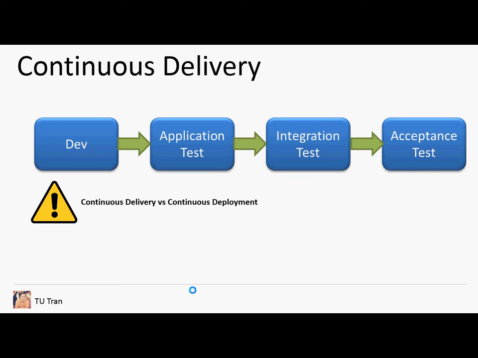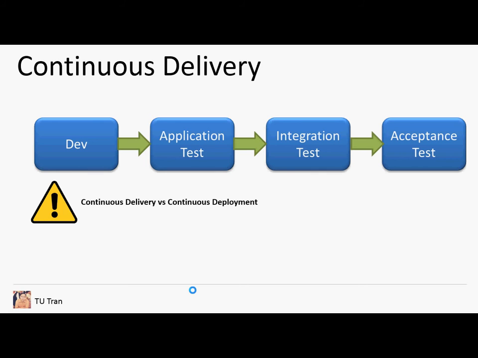And if all the tests pass, the build server will create the deployment package. And this deployment package we can use to deploy to the UAT, or we can send the package to the client, or we deploy to production at any time we want, because the deployment package is okay for release.